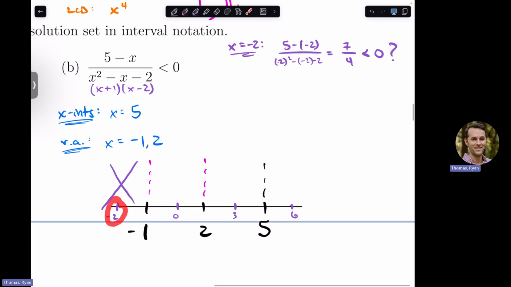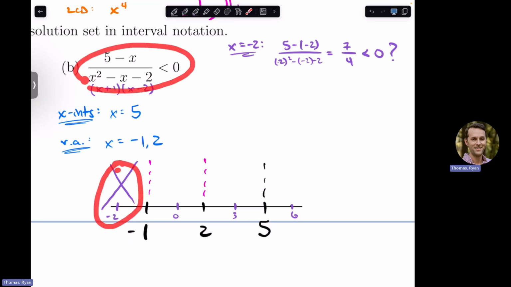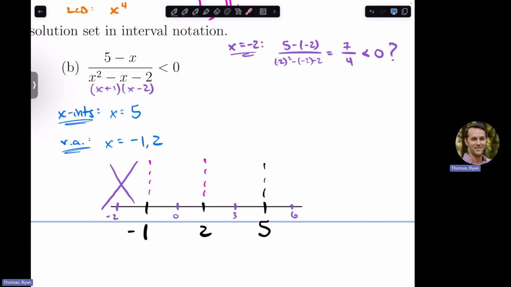All right, whatever happens at -2 is going to describe anything that happens out there, provided we got these right, and we did. So that inequality, that statement or question is false out here, so I should not include that in my solution set eventually. At 0, 5 minus 0 over 0 minus 0 minus 2 is 5 over -2, less than 0? Yeah, that's negative. That's going to be part of my solution set.